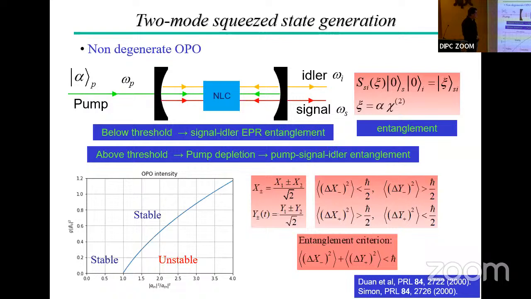Again, what happens if you go above the threshold is that the pump beam becomes clipped again. So the pump becomes affected, and you start to have tripartite entanglement between pump, signal, and idler. This has been experimentally demonstrated in Brazil, in São Paulo. Yeah, the people from São Paulo showed it. They independently measured the quadrature fluctuations for signal, for idler, and for pump, and they showed that there were tripartite correlations.